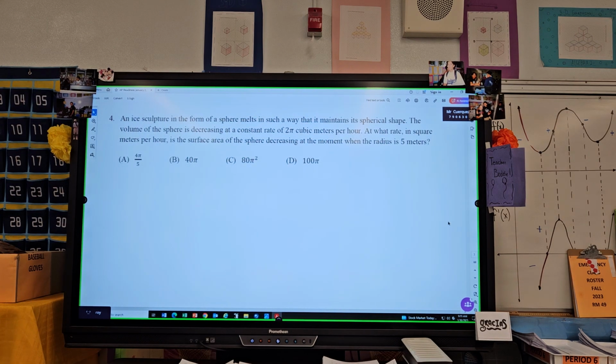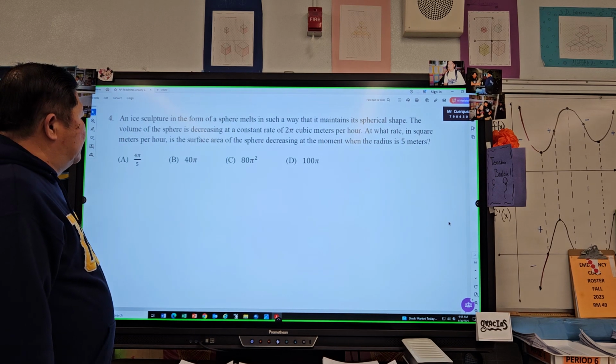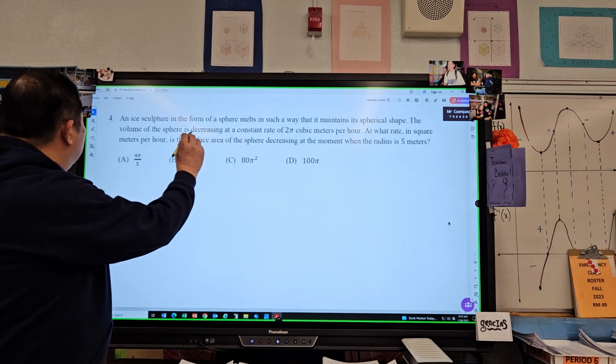If an ice sculpture in the form of a sphere melts in such a way that it maintains its spherical shape, the volume of the sphere is decreasing at a constant rate of 2 pi cubic meters per hour. At what rate in square meters per hour is the surface area of the sphere decreasing at the moment when the radius is 5 meters? Okay, thank you, Cleo.